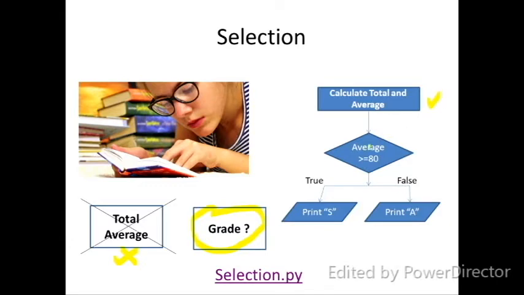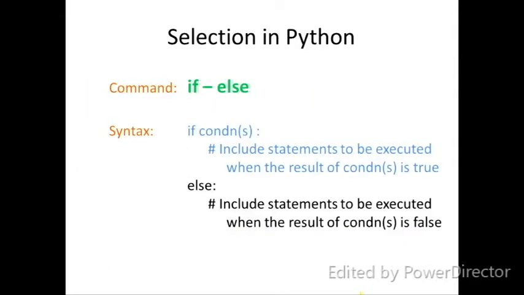After having calculated the total and average, we normally see whether the average is greater than or equal to 80. Any condition in this world can end up with only two answers, either true or false. Depending on the result, you may want to execute one or another; in this case, we are printing the grade to be A. In Python, this concept is supported using a statement called if-else. In all the languages in this era, if-else is the common conditional and branching statement that is supported.